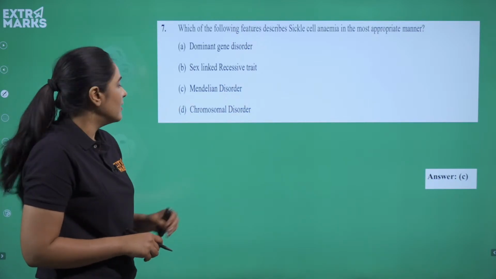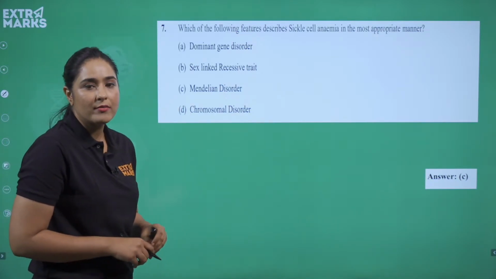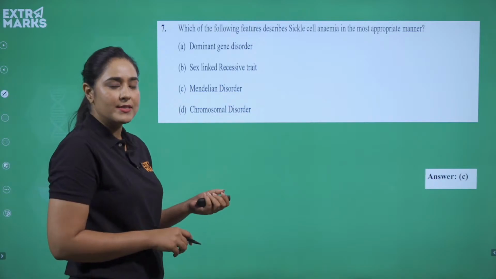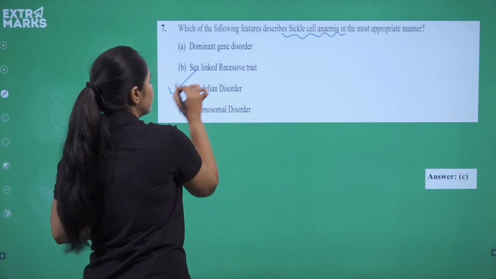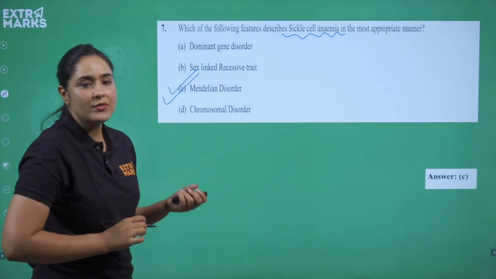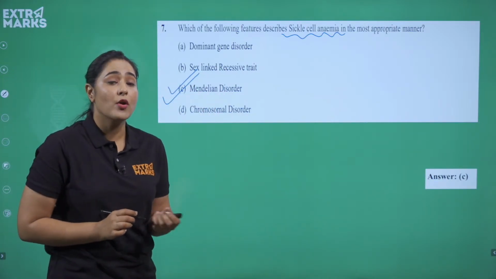Mendelian disorder, and D, chromosomal disorder. Obviously, this is not the chromosomal disorder here. We are talking about sickle cell anemia. It is a Mendelian disorder, as it is following the Mendelian laws of inheritance.